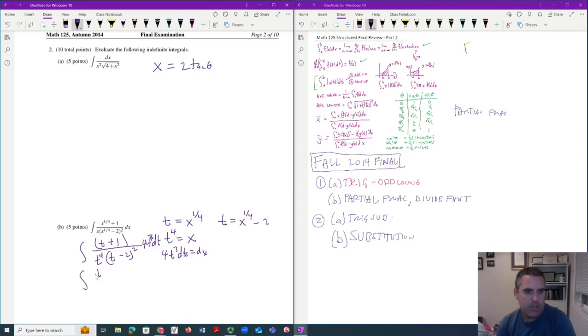So it's the integral. It's going to be t plus 1. It's going to be a 4. And I've already spent too long. We need to move forward or this video is already going to be too long. Then it's partial fractions. So substitution and then partial fractions.